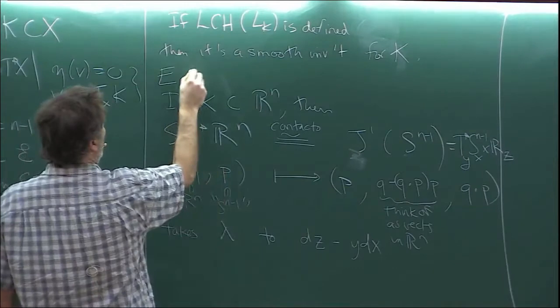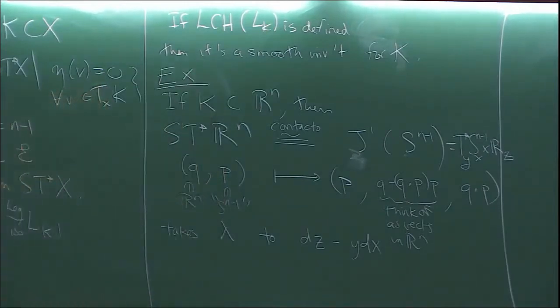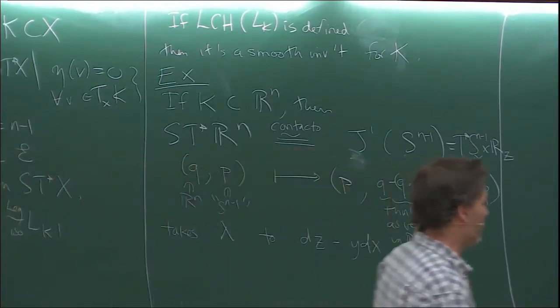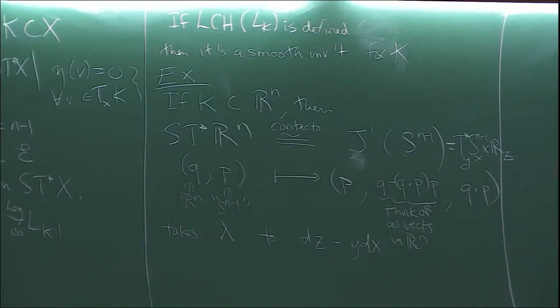So for example, if we're talking about submanifolds in Rn, this Legendrian contact homology gives us smooth invariants. Sorry, invariants for these submanifolds. Okay, so I put K down for a reason, because we want to think about K as a knot and Rn as R3.